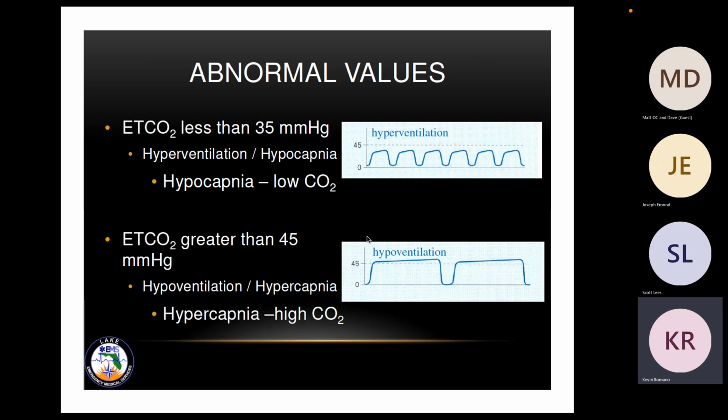Let's talk about abnormal. So end-tidal CO2 less than 35 would indicate hyperventilation or hypocapnia. Hypocapnia would be low CO2 levels. Okay, hyperventilating, you're going to see that it's low. End-tidal CO2 greater than 45 would be your hypoventilation or your hypercapnia, right? High levels of carbon dioxide.